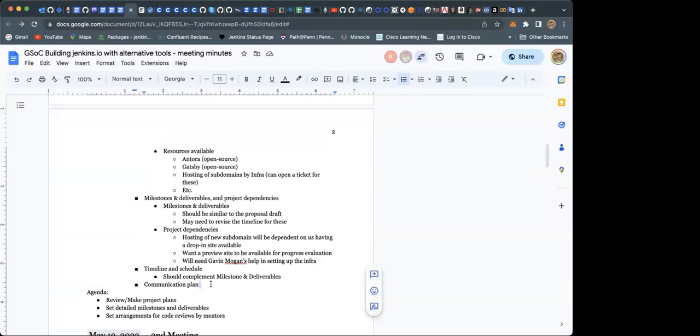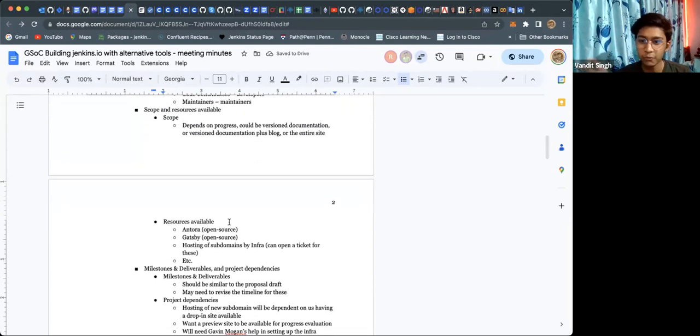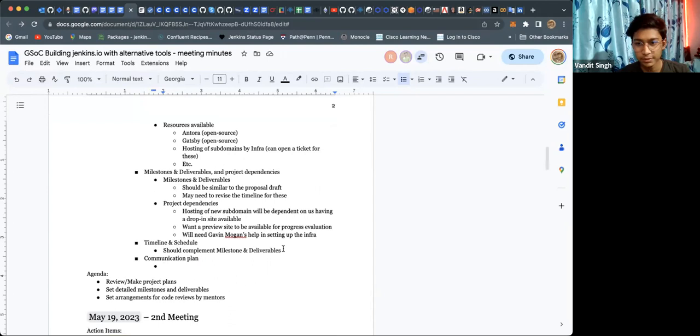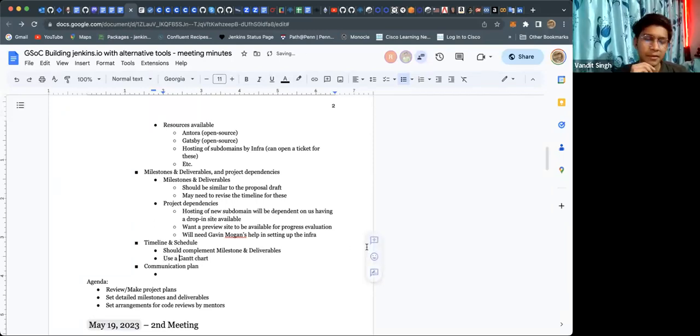Okay, so for timeline and schedule, it should be something to complement what we have for milestones and deliverables. So it should be similar. I can put them in a table with weekly milestones and main milestones. Or have you heard of this before, a Gantt chart? We can work with that, but I'll have to create an image for that because wikis don't support Gantt charts by default. Yeah, I can try.